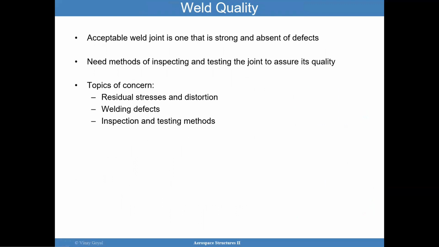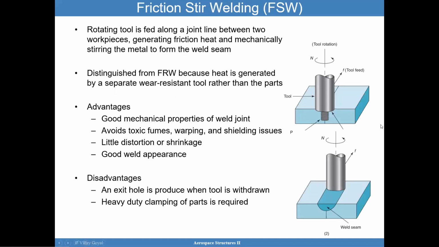So the weld quality needs to be really strong and needs to be absent of defects. You need to implement methods of inspecting and testing the joint to assure the highest quality. The topics of concern in weld quality happen to be residual stresses, distortion, welding defects, and then also you want to be able to come up with good inspection and testing methods to demonstrate that the welding process was in fact successful.